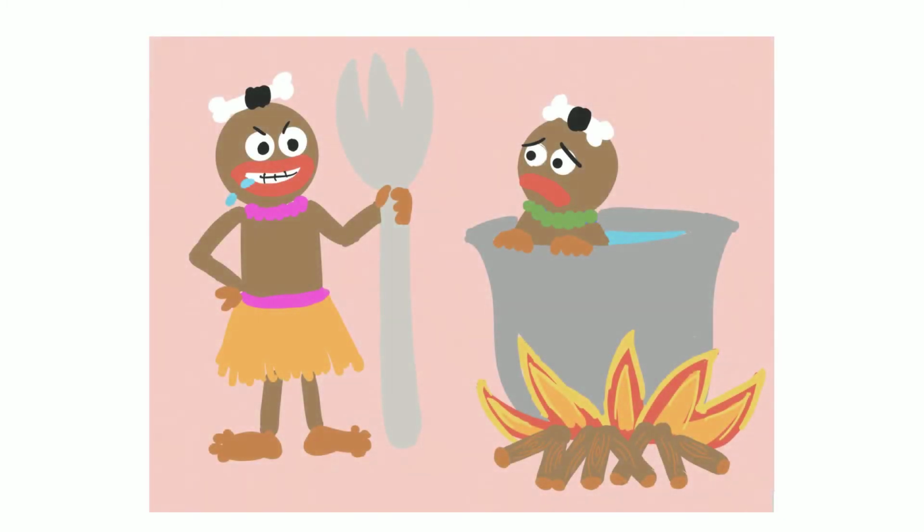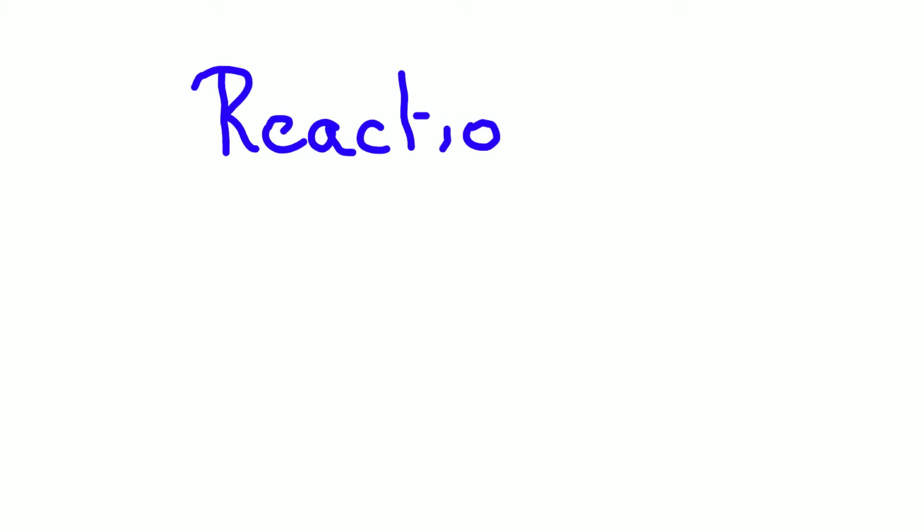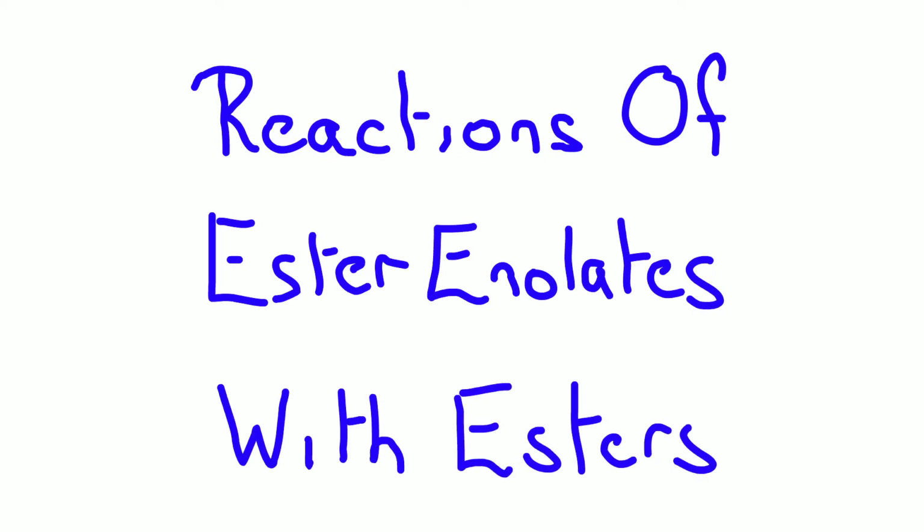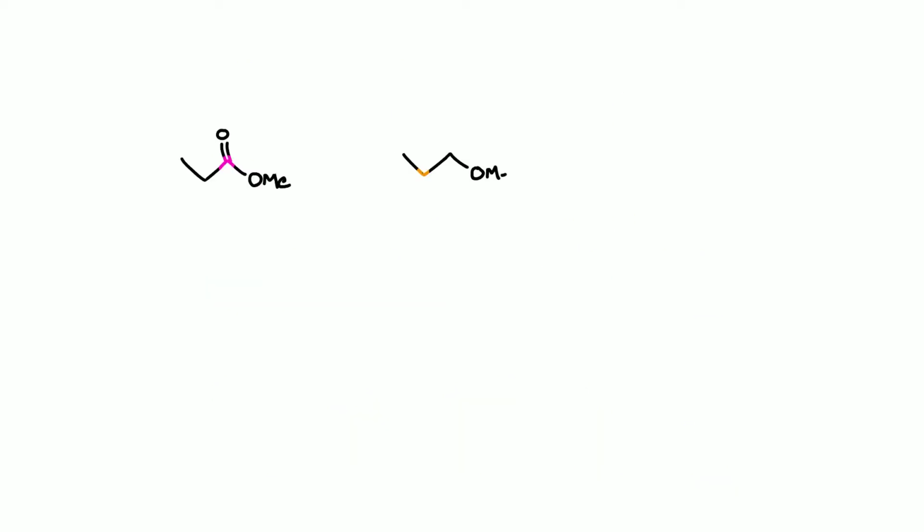Cannibals like to say, when the food runs out, at least we have each other. It's the same with esters. When esters form enolates, if there's no better electrophile around, they will find another ester molecule that hasn't yet enolized. That is the focus of this chapter, reactions of ester enolates with esters.